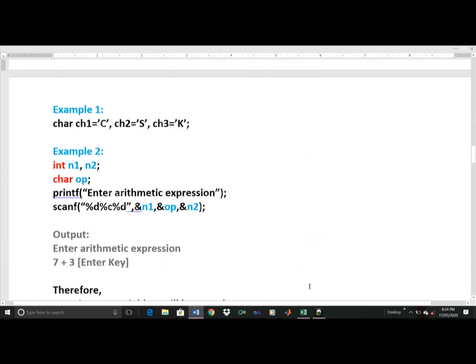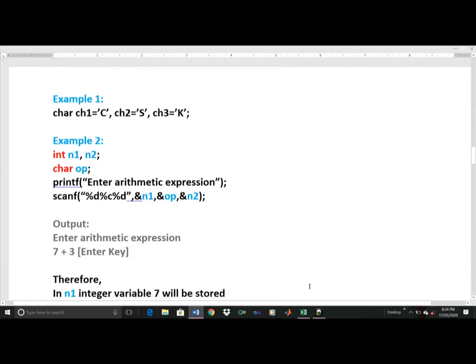Look at these two examples. In the first example, I defined 3 character variables, ch1, ch2, ch3. In the first character variable, I stored capital C. In the second variable, I stored capital S. In the third variable, I stored capital K. One more thing you need to observe here is that I used single quotes.